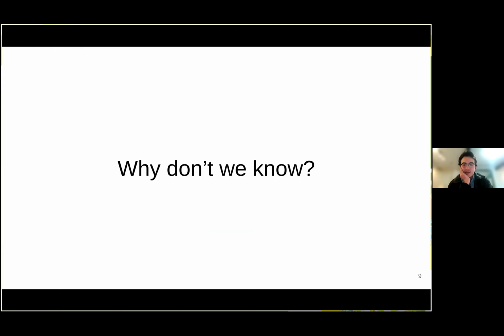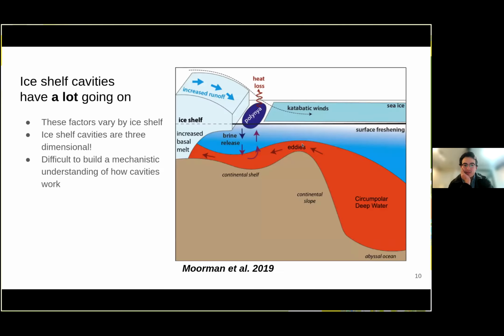So why don't we know about how ice shelf cavities work and the ocean circulation within them? It's because ice shelf cavities have a lot going on. There's sea ice, and there are katabatic winds that careen off the shelves and pull away the sea ice and can create polynyas, which create dense water. And all of this is happening in these convoluted three-dimensional shaped cavities. That makes it really hard to build a mechanistic understanding of how cavities work.